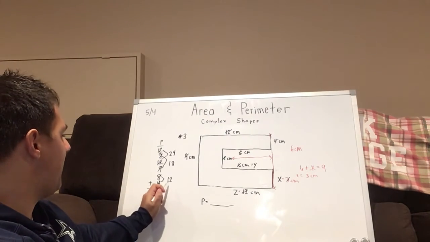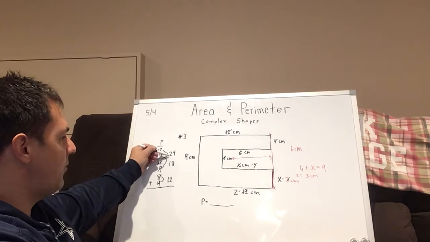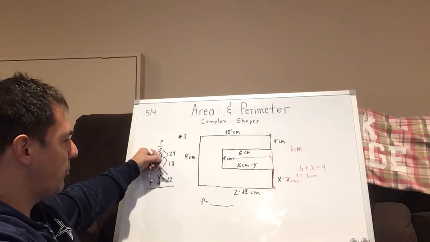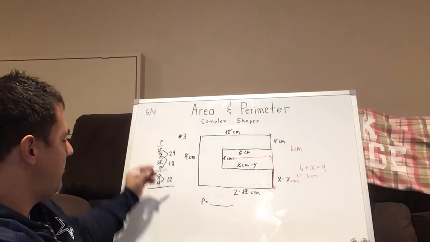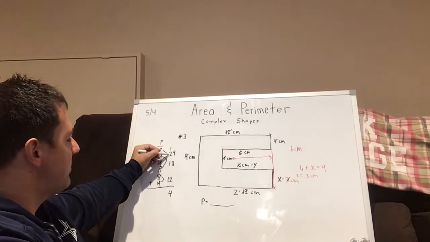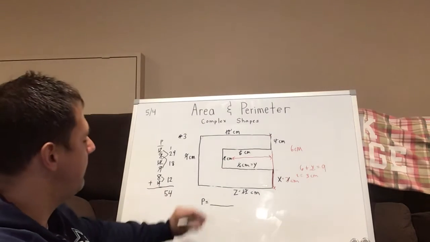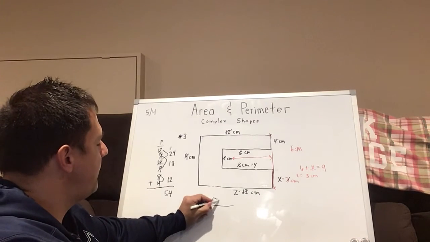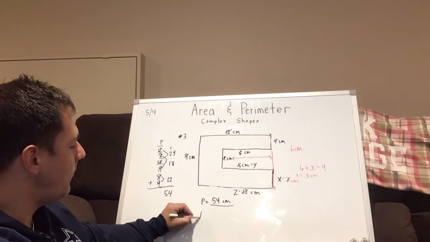And now I can easily add those up together. If you want to break it up into two problems, you can do the 24 plus 18 and then add your total to 12. I'm just going to do them all at once. 4 plus 8 is 12, and 2 more is 14. So carry my 1. 1 plus 2 is 3, plus 1 more is 4, plus 1 more is 5. So I know my perimeter is 54, and our units today are centimeters.